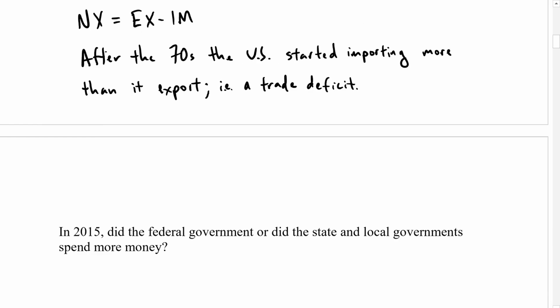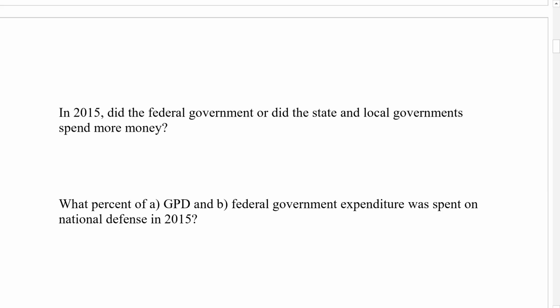And moving right along, looking at some information on government spending. In 2015, did the federal or state and local governments spend more money? If you go up and look at that, that is state and local, and you can calculate that out. You'll see that it's 62% of all government spending in the United States back in 2015.